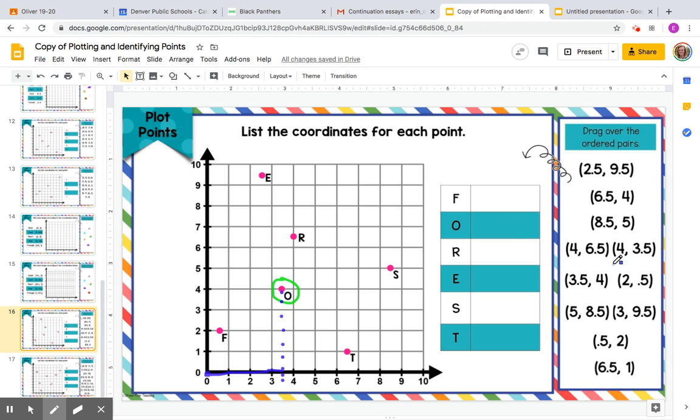Over here I'm going to look, it could be this one because there's 3.5 on the x mark. I don't see any other 3.5s. So let's check to see if my y is 4. Right here, go 1, 2, 3, 4.